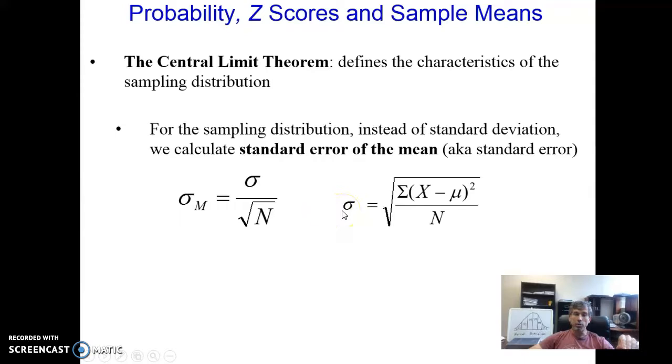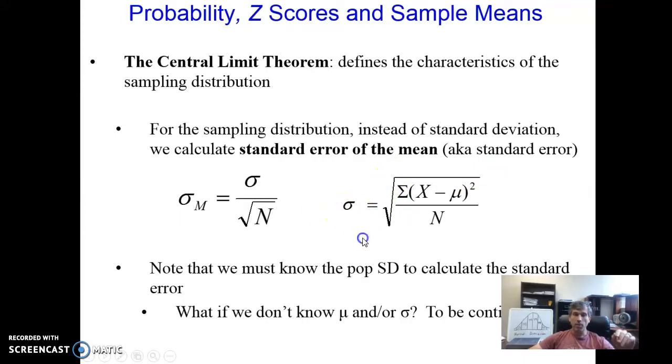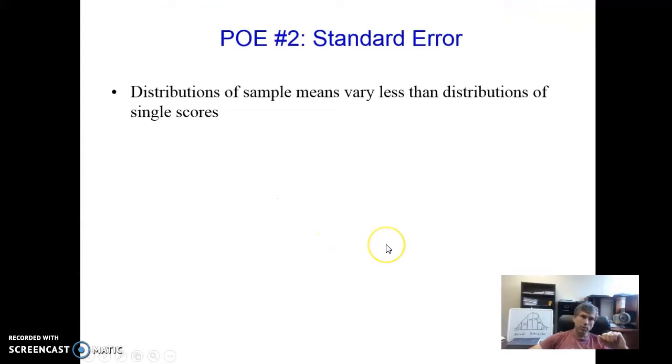Here's a formula for standard deviation. It's the computation, or the definitional formula at the population level. Notice again that we need to know the population standard deviation to calculate this standard error. We need that sigma. If we don't have it, we can't plug it in there. What do we do? To be continued.